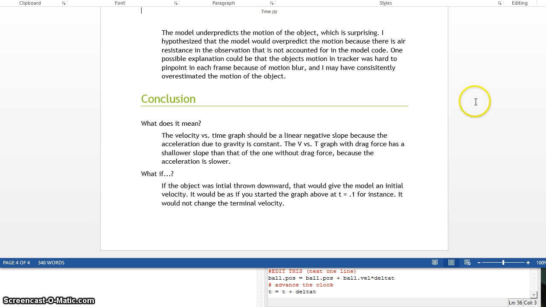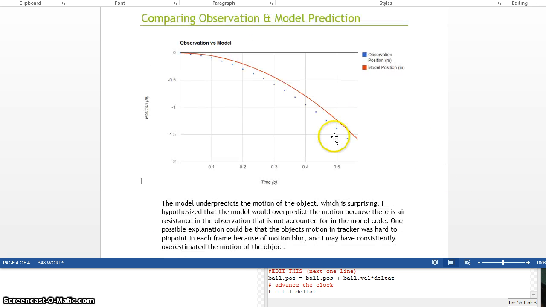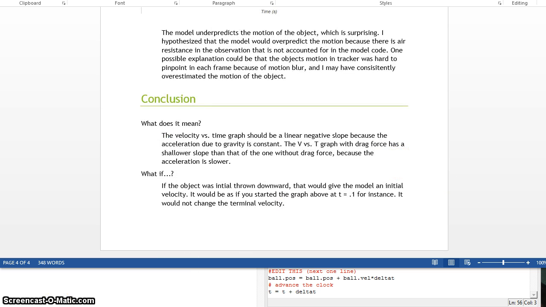And what if? If the object was initially thrown down, that would give the model an initial velocity. It would be as if you started the graph at t equals 0.1 for a second. It would not change the terminal velocity. And that's about it.